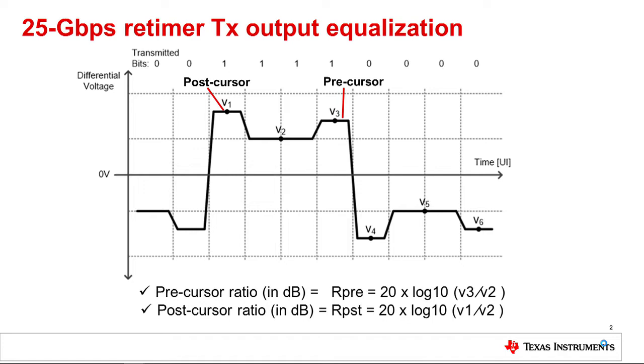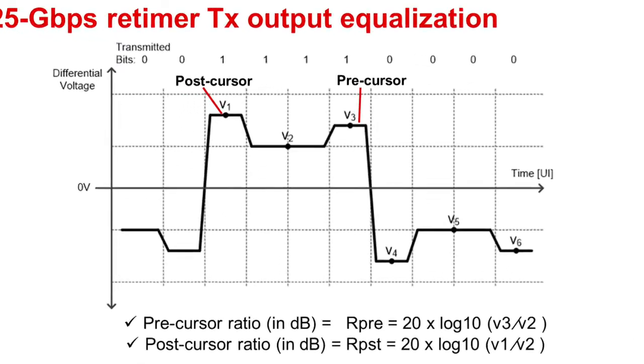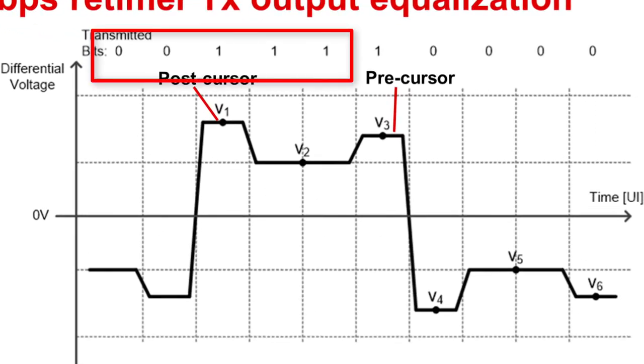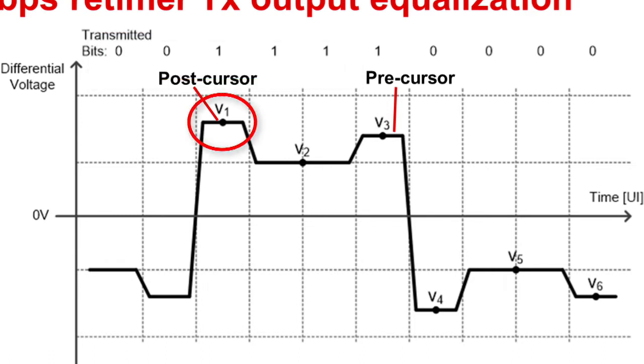The waveform shown here first contains the bit sequence 00111. Let's start with voltage point V1 on the left. Whenever there is a 0 to 1 or a 1 to 0 edge transition, the bit period right after it, for example V1 and V4, is known as our post-cursor.